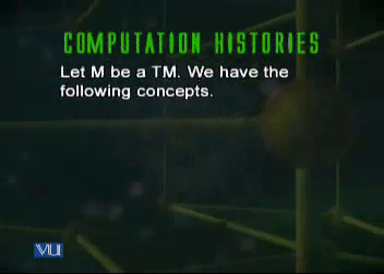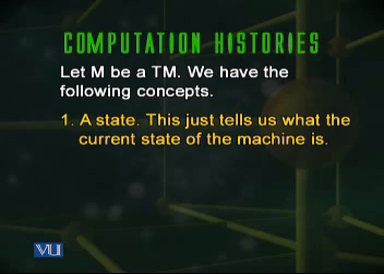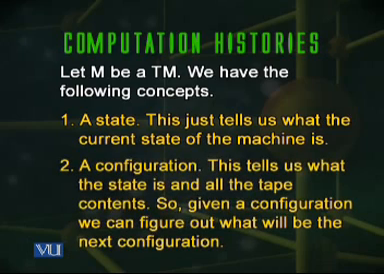In order for this program to work, we have to understand what a computation history is. So let's look at the concept of computation history. Suppose M is a Turing machine. We have already defined the following concepts. A state of a Turing machine is the current state, and it only tells us what state the machine is in. A configuration is a much more elaborate thing. It tells us what the state of the Turing machine is and all the tape contents.